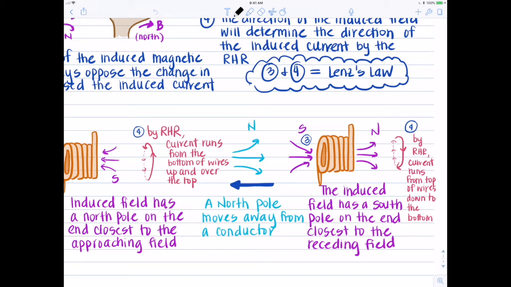So here we see a south pole on the left of the coils because it's going to try to stop that north pole from receding, which means on the other side of the coils we have a north pole. Now if we apply right hand rule again, we'll face our thumb towards the right and you'll see that your fingers curl up and over the top of the page and down towards the bottom.